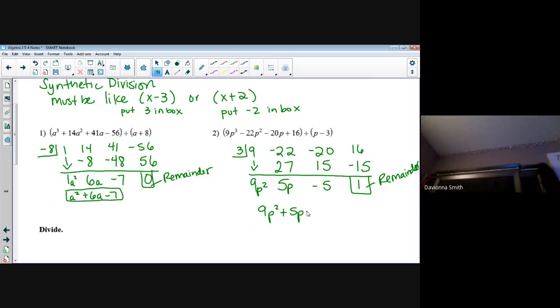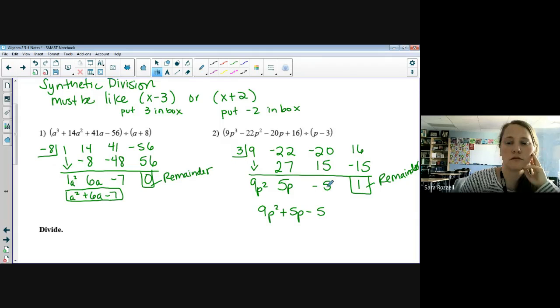Why does negative 5 not have a p? Because it's the last number. The very last number in a polynomial doesn't get a variable. Like we had here and here.